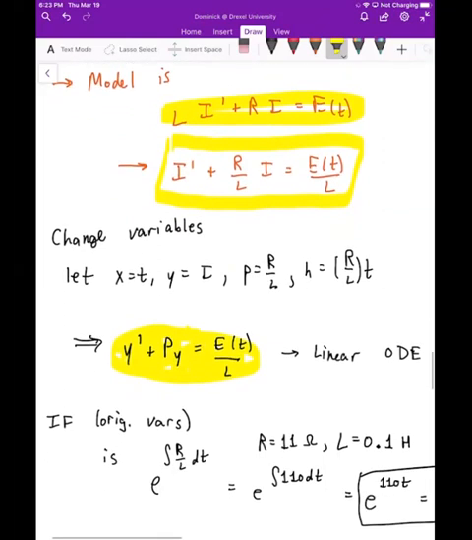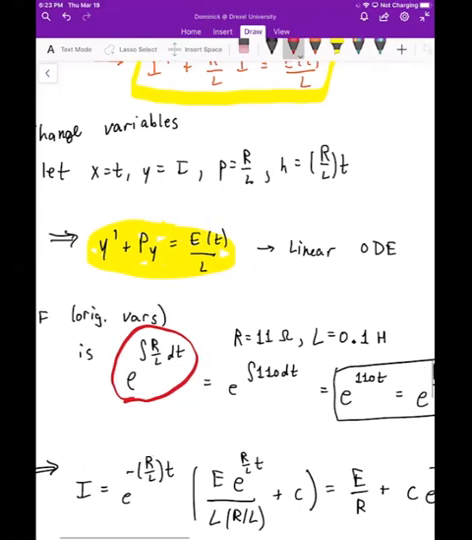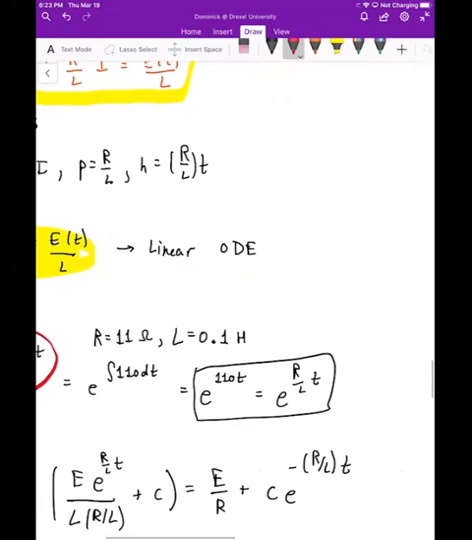Now, if we go back and look at the original variables, we can say that our integrating factor here is going to be e to the integral of P of X with respect to X, or in this case, R over L with respect to T. And you can represent it either in your original variables as e to the R over L times T, which I have here, or if you want to put in your specific values, we know that R is 11 ohms and that L is 0.1 henries, and you could calculate that your integrating factor is e to the 110 times T.